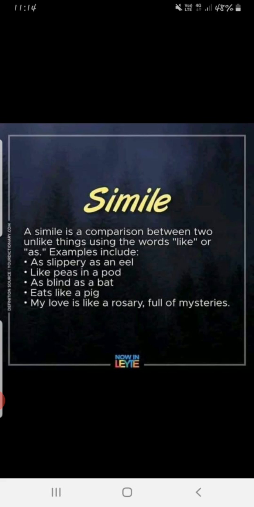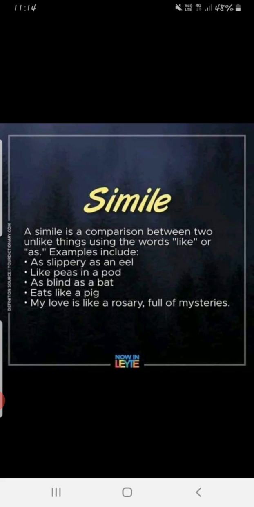As blind as a bat. Bat is blind in sunlight. If you are walking without looking at the things around you, you fall down, you slip, you spill. All these things are compared as blind as a bat. Means sunlight is there, but you are blind. You are not at all a bat bird, right? Then eats like a pig. A person who eats without control, without time sense, is compared to a pig, because a pig keeps on eating whatever it gets.